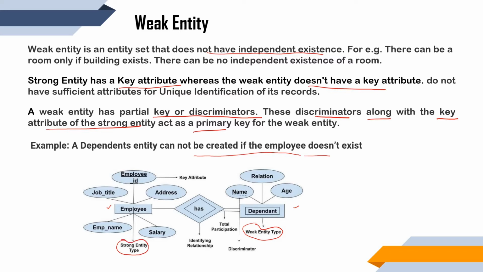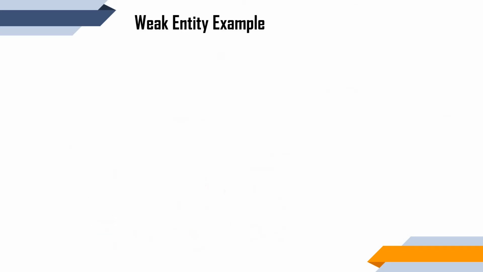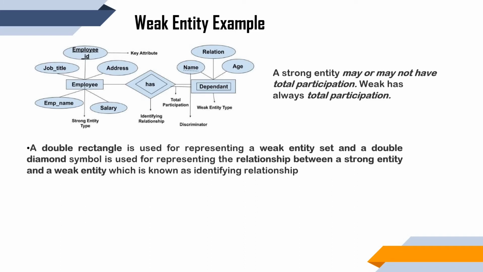And whenever we are showing the relationship between strong and weak entity, we show it by a double diamond symbol, which I have indicated over here as identifying relationship. I will explain to you what an identifying relationship is. So whenever I am showing any relationship between strong and weak entity, we must use this double diamond to show the relationship between them, and there must be a total participation between this relation and the dependent, or the weak entity. So the weak entity must have total participation.